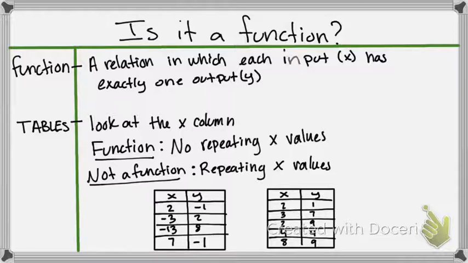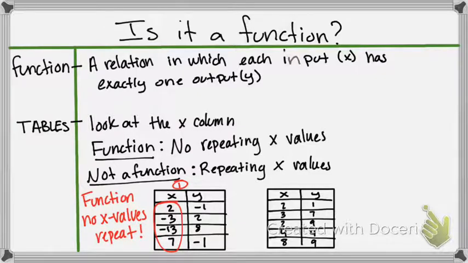In the first table, number 1, we're only looking at the x values. We're not looking at the y values. We have 2, -3, -13, and 7. None of those repeat. So that means that this is a function, because no x values repeat.